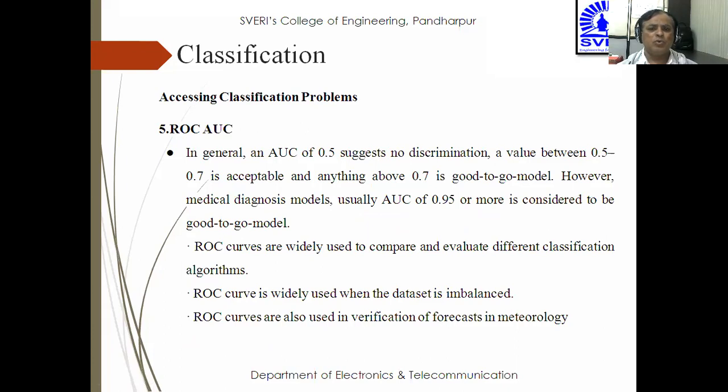That means there is no discrimination, whereas a value between 0.5 and 0.7 is acceptable, and anything above 0.7 is good to go for a model. In most medical diagnosis, we find that an AUC of 0.95 or more is considered good for the model.